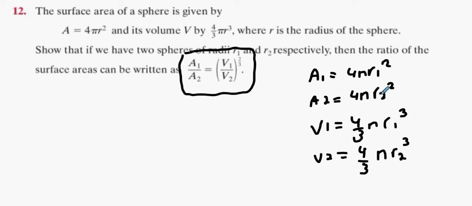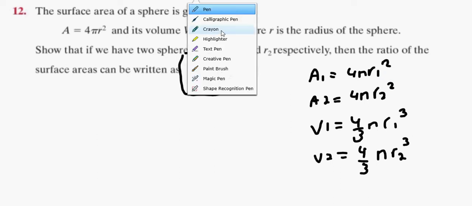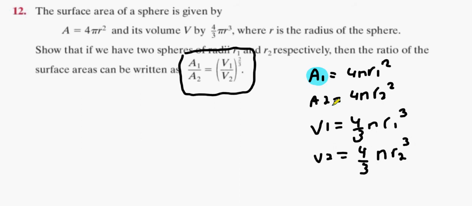Here's my suggestion, okay? What variable links A1 to V1? What variable do they have in common? Pi is not a variable, by the way. Pi is just like the number 5. You have R1 in common. Everybody agree with that? We're going to link the two of them using R1. Okay, what about A2 and V2? What do they have in common? R2. So we're going to use R2 to link the two together, okay?